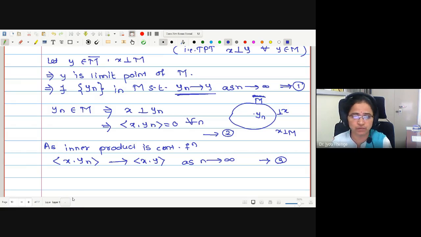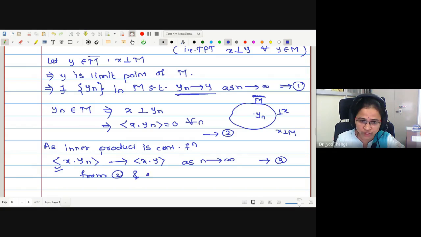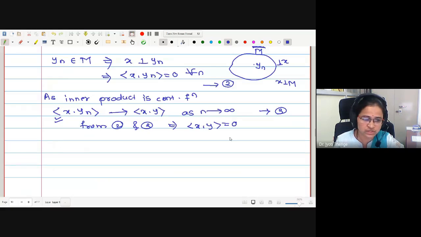Now, look at statements number 2 and 3 carefully. Statement number 2 is saying that every element in this sequence is 0. Inner product of X with Yn is 0. Therefore, what should be the limit? A sequence of all zeros must converge to 0 itself. Therefore, from 2 and 3, may I say inner product of X with Y is equal to 0.